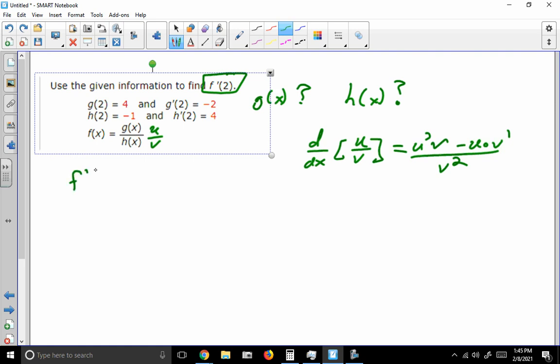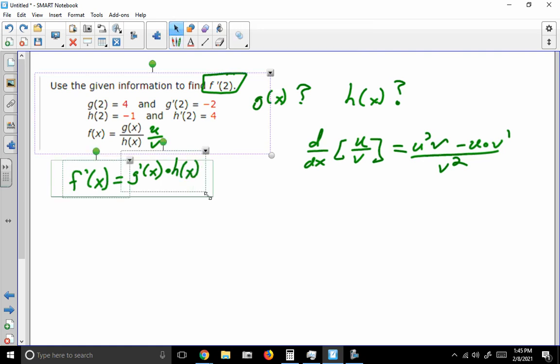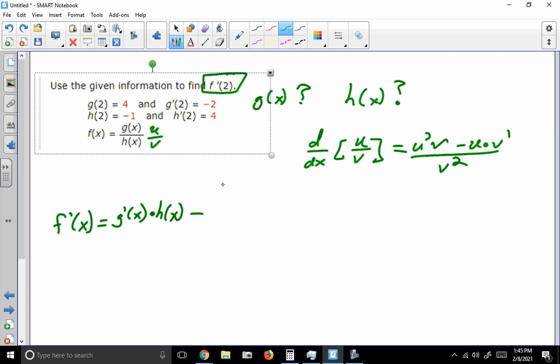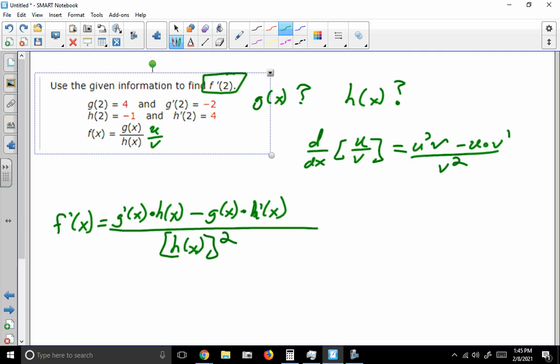So the derivative of f is the derivative of the top, so u prime, or we could call that g prime, times v, minus u, also known as g, times the derivative of the bottom, all of that over the bottom squared. So that's how the derivative of f is related to g and h.